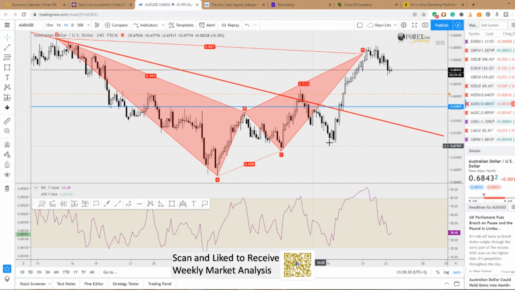I do see that this target has nothing wrong. It's very nicely respected on the previous support resistance area. So let's see how this works out.